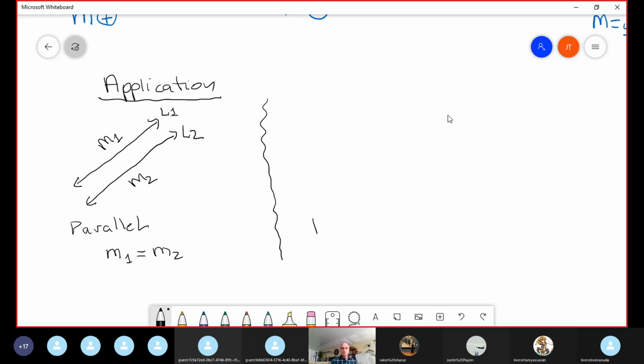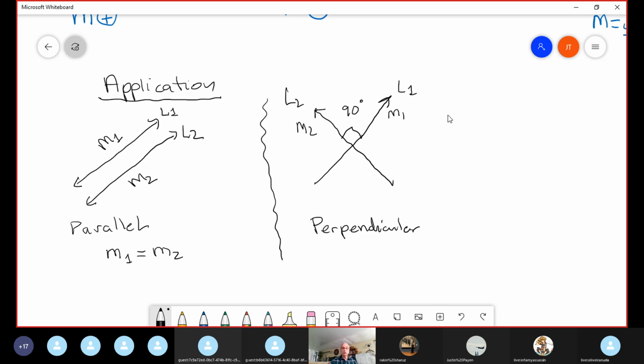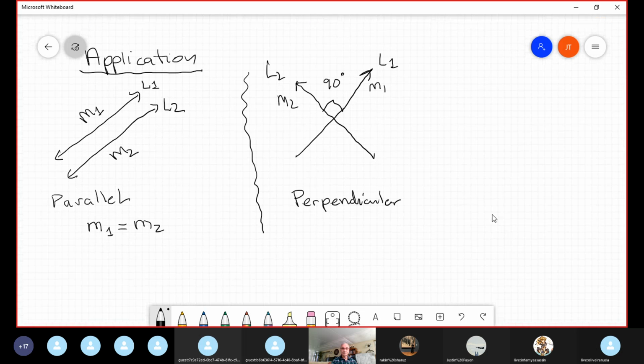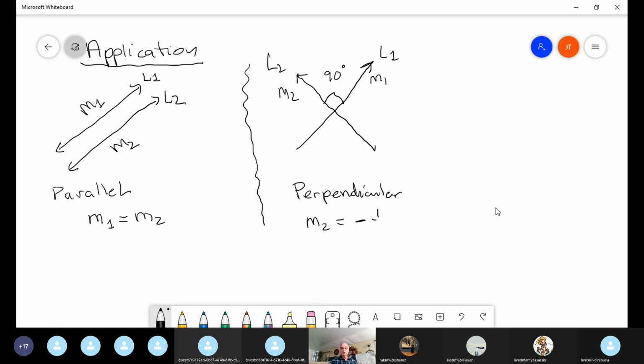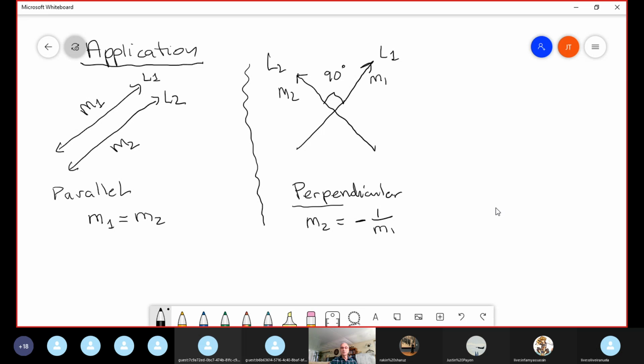Another particular case is perpendicular. A perpendicular line is a line that intersects in a special way, forming a corner here, which is 90 degrees. Suppose this is line 1, which has slope 1. Suppose this is line 2, which has slope 2. And the relationship between the slopes is slope 2 equals negative 1 over slope 1. This is the formula to determine the slope when it's perpendicular.